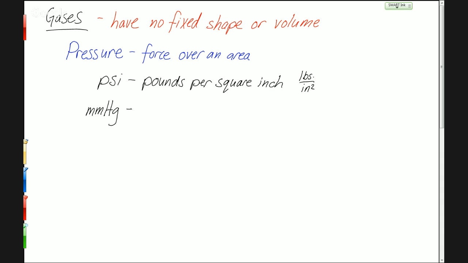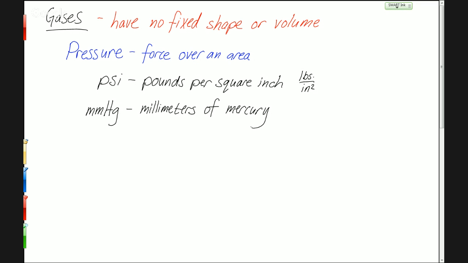Have you ever seen this unit before? If you work in healthcare, you might recognize it. Yeah, this is millimeters of mercury. Where do we see that unit? Blood pressure, right, is where you may have seen it before. It's actually a really common unit in science, but it's sort of a weird unit. Why would millimeters of mercury have anything to do with pressure?